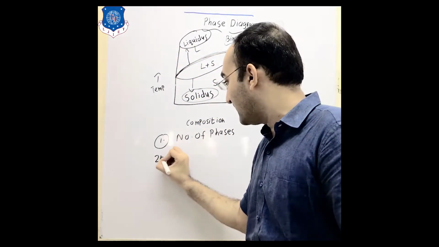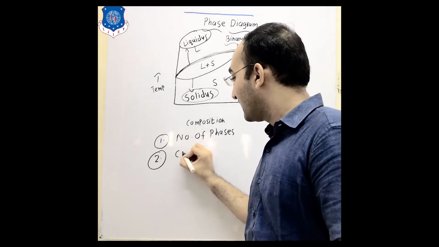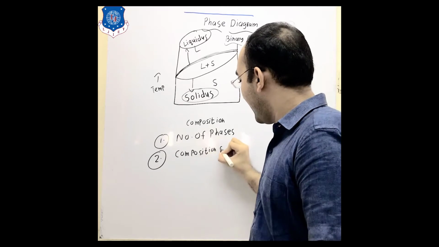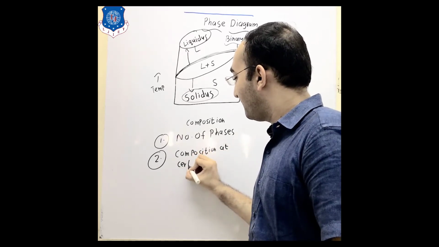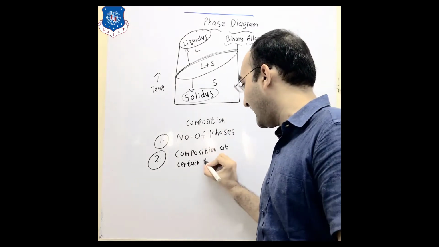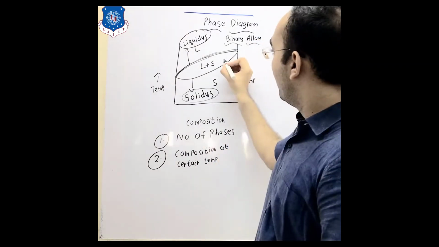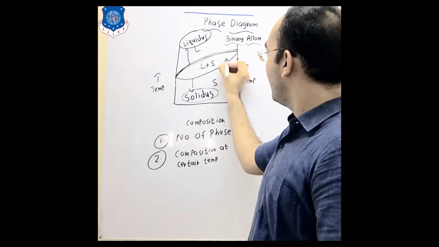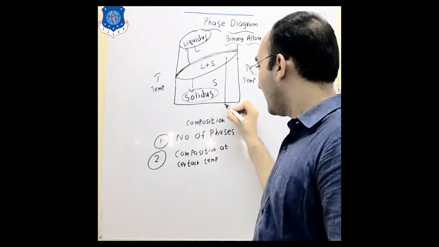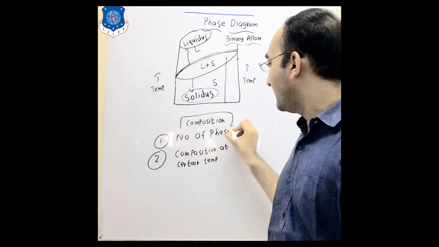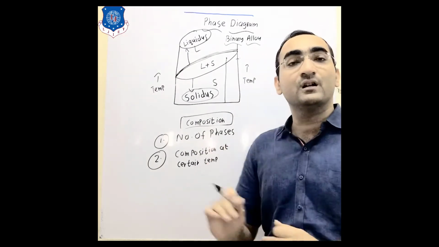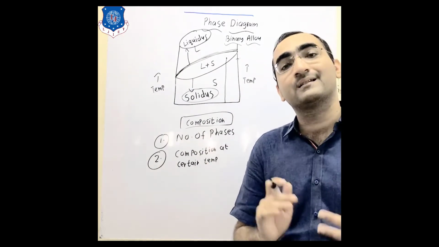The second main information which we get is the composition at a certain temperature. What will be the composition at a particular temperature? Suppose I am going for this temperature, if I plot this point, then by taking a vertical line over here, I can find out the composition of the material.